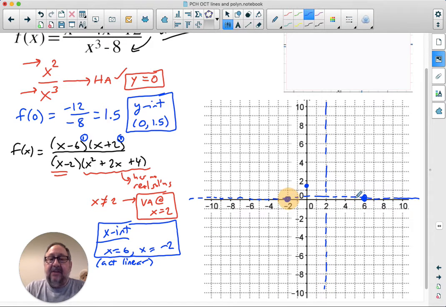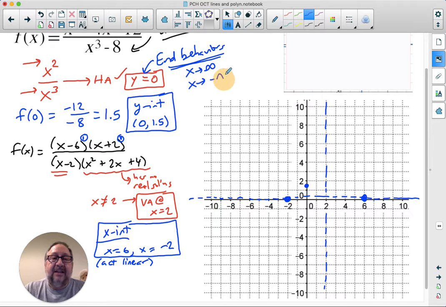Now immediately we can see that I'm just putting those x-intercepts right on top of the horizontal asymptote. That's okay. The thing about a horizontal asymptote that we need to be aware of is that it is an end behavior. What that really means for us is this is what the graph will do as x approaches infinity or as x approaches negative infinity.